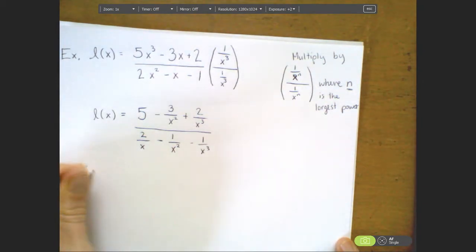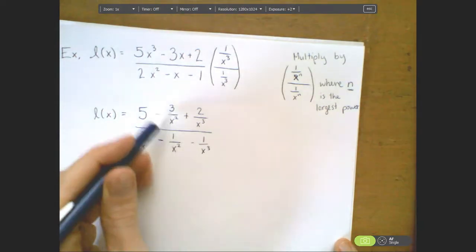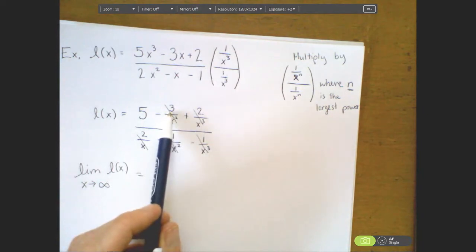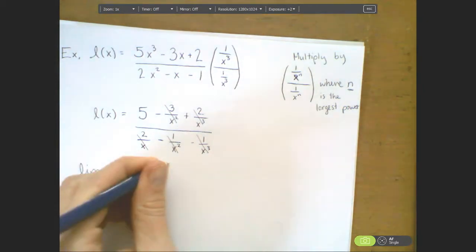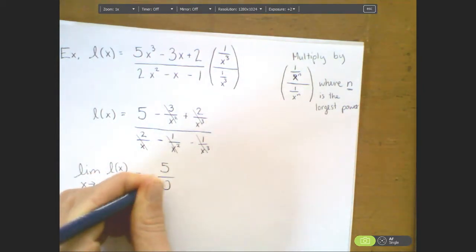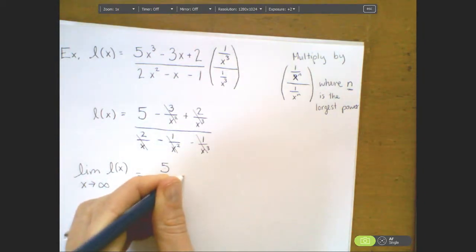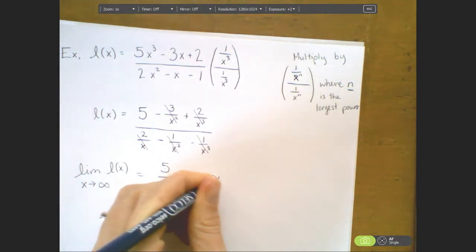Let's consider the limit of L of x as my x approaches infinity. And in this case, we see that all of these terms are going to go to 0. They're going to 0 because my numerator is just a single value and my denominator is shooting off to infinity. And so I'm left with 5 over 0. And 5 is a single number, and 0 is infinitely small. And thus, this limit is going to approach infinity.